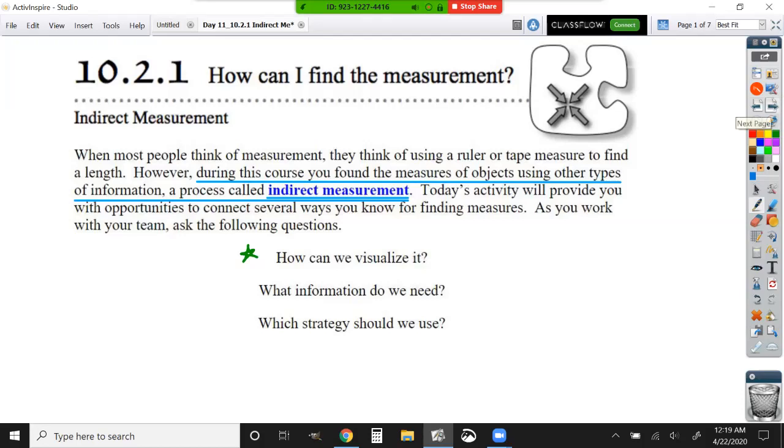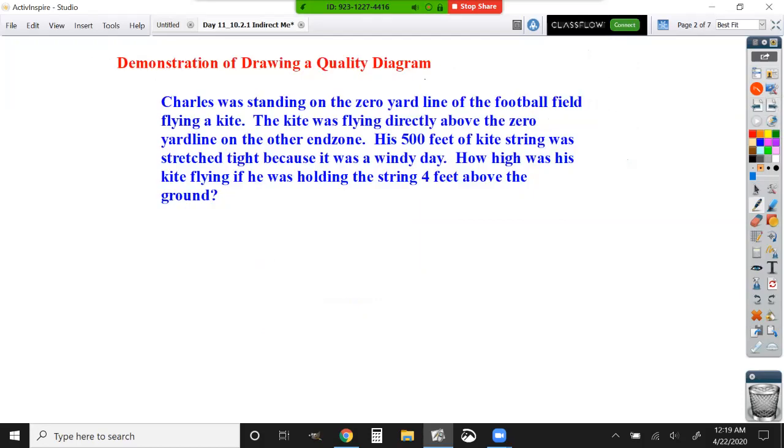So to give you an idea of what I mean by a good drawing, here is a demonstration of drawing a quality diagram. Charles was standing on the 0-yard line of a football field flying a kite. The kite was flying directly above the 0-yard line on the other end zone. His 500 feet of kite string was stretched tight because it was a windy day. How high was his kite flying if he was holding the string 4 feet above the ground?